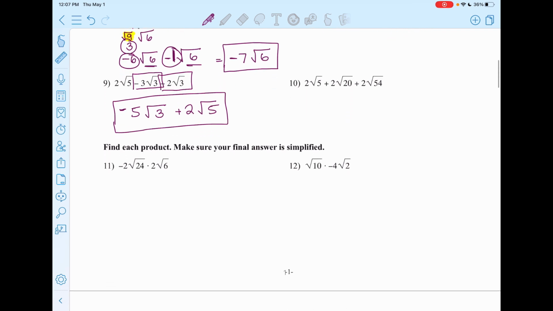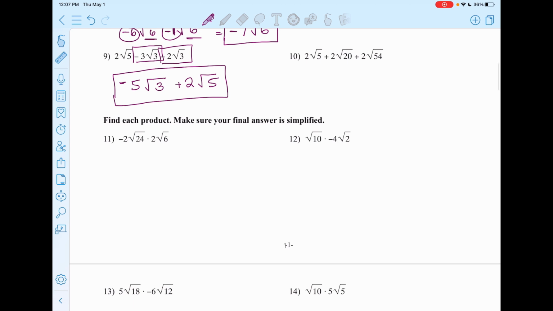Now let's talk about multiplying radicals. When you multiply radicals, you keep the outsides separate from the insides. So for number 11, I'm going to multiply negative 2 and 2 to get negative 4. And then I'm going to multiply 24 and 6 to get 144.